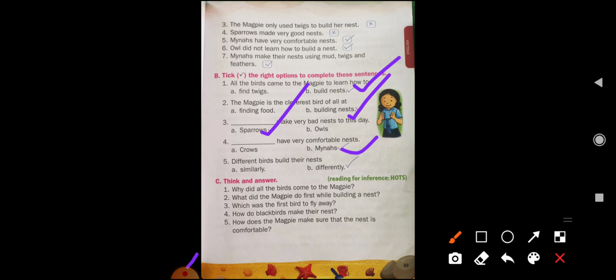Yes, you are right that mynas have very comfortable nest. So here option B is right. Now come to the fifth one. Different birds build their nest differently. Yes children, every bird taking away some knowledge of how to build nest. So that is why different birds build their nest differently. So here children option B is right.